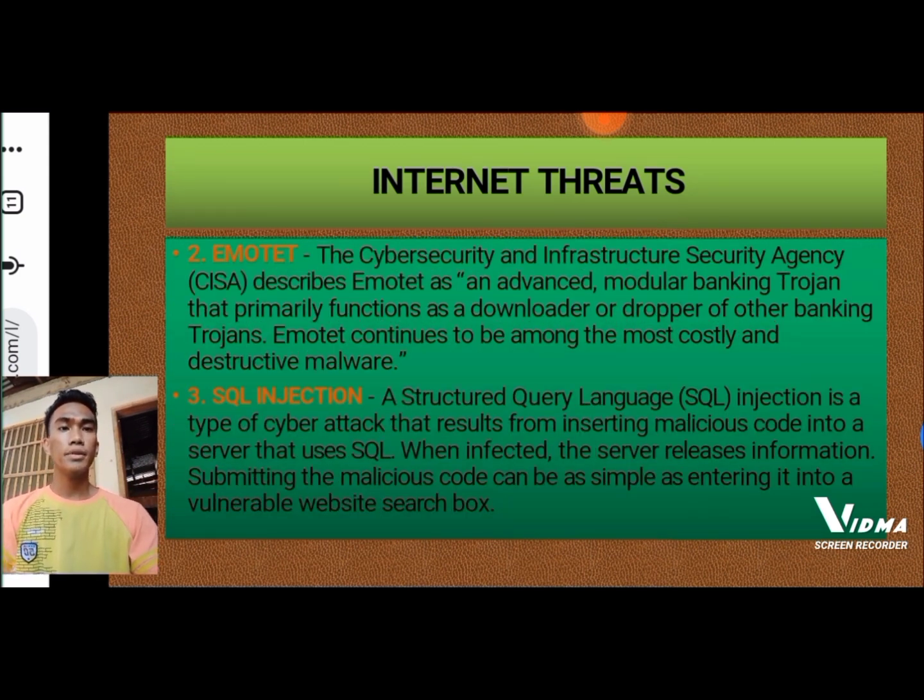The second type of internet threat is Emotet. The Cybersecurity and Infrastructure Security Agency or CISA described Emotet as an advanced, modular banking Trojan that primarily functions as a downloader or dropper of other banking Trojans. Emotet continues to be among the most costly and destructive malware.